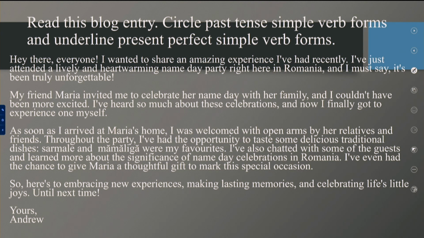Hey there, everyone. I wanted to share an amazing experience I had recently. I've just attended a lively and heartwarming name day party right here in Romania, and I must say it's been truly unforgettable. All right. Will you please tell me first? I've had recently. What's this? The past tense or the present perfect? It's the present perfect. All right. So I need to underline this. I've had. Good. I've just attended.